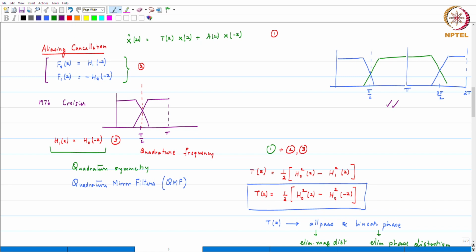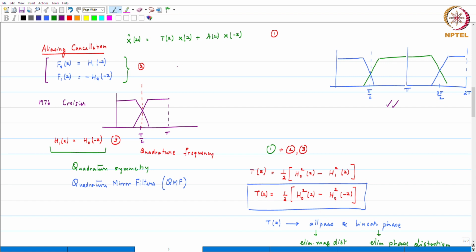F0 of z equal to H1 of minus z and F1 of z equal to minus H0 of minus z. This combination we call the aliasing cancellation constraint. So equation number 1 is the overall transfer function. If we combine it with the aliasing cancellation condition of 2, then we get rid of A of z. We are left with only the T of z, and today we will look at some of the aspects that we will be using to design the filters.